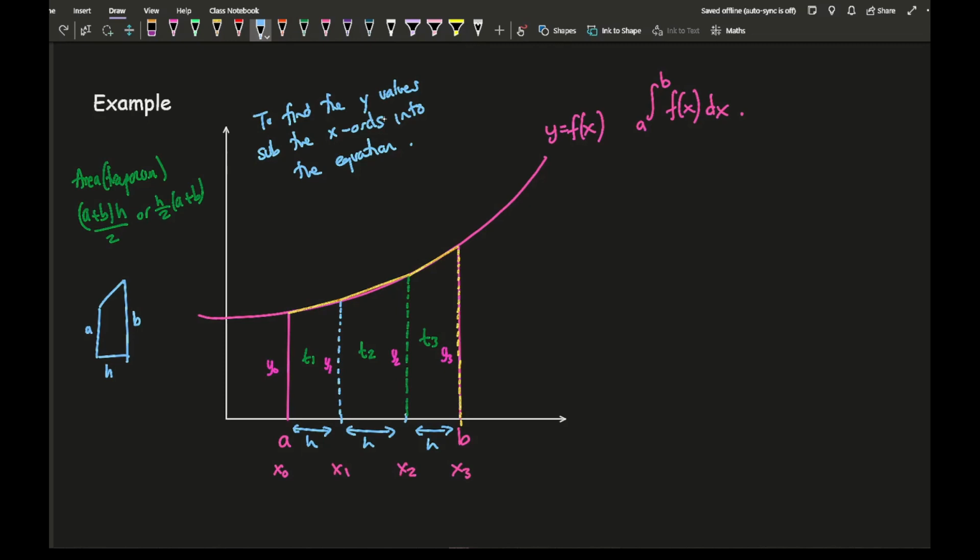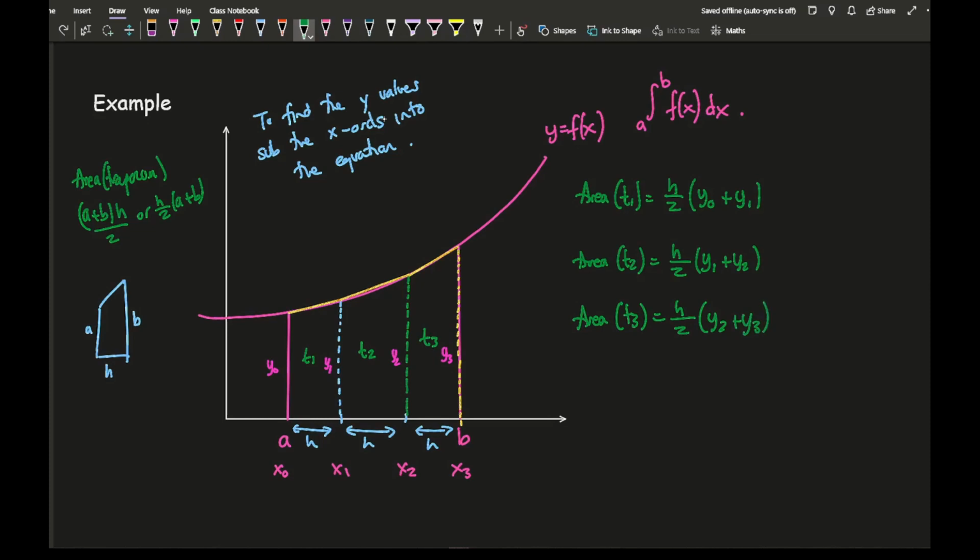So from this, if we look at what T1 is, the area of trapezium 1 is going to be h over 2, and then my first length, which is y0 plus y1. Then the area of T2 is going to be h over 2, and the two perpendicular parallel lines are going to be y1 plus y2. And the area of trapezium 3 is going to be h over 2, y2 plus y3.